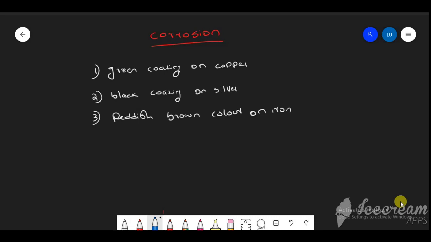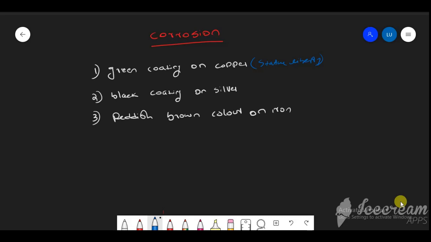A practical example for this is the Statue of Liberty. At the time of its construction, it was reddish brown in color, but after corrosion, its color has changed into green. So presently it is green in color, but at the time of construction it was reddish brown. So this is due to corrosion.